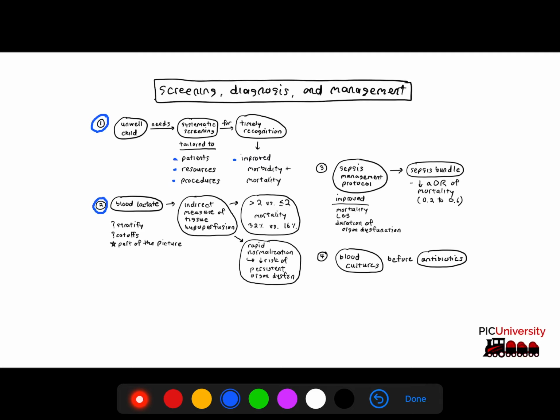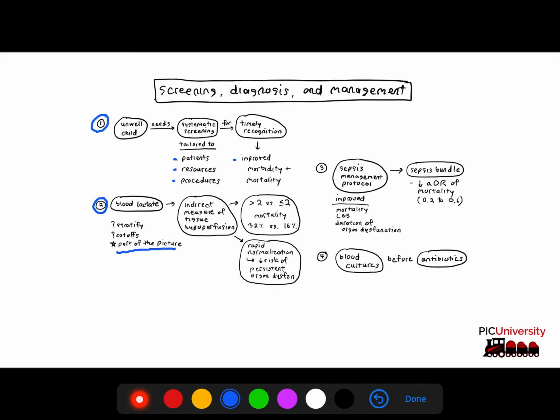Secondly, with regards to the measurement of blood lactate, the campaign was unable to issue a recommendation regarding the use of blood lactate to diagnose and screen for sepsis. There are no good data currently to use the blood lactate level in order to stratify risk of mortality from sepsis. There is not currently an agreed upon cutoff for lactate levels to determine risk of mortality from sepsis, but it is an important part of the picture.